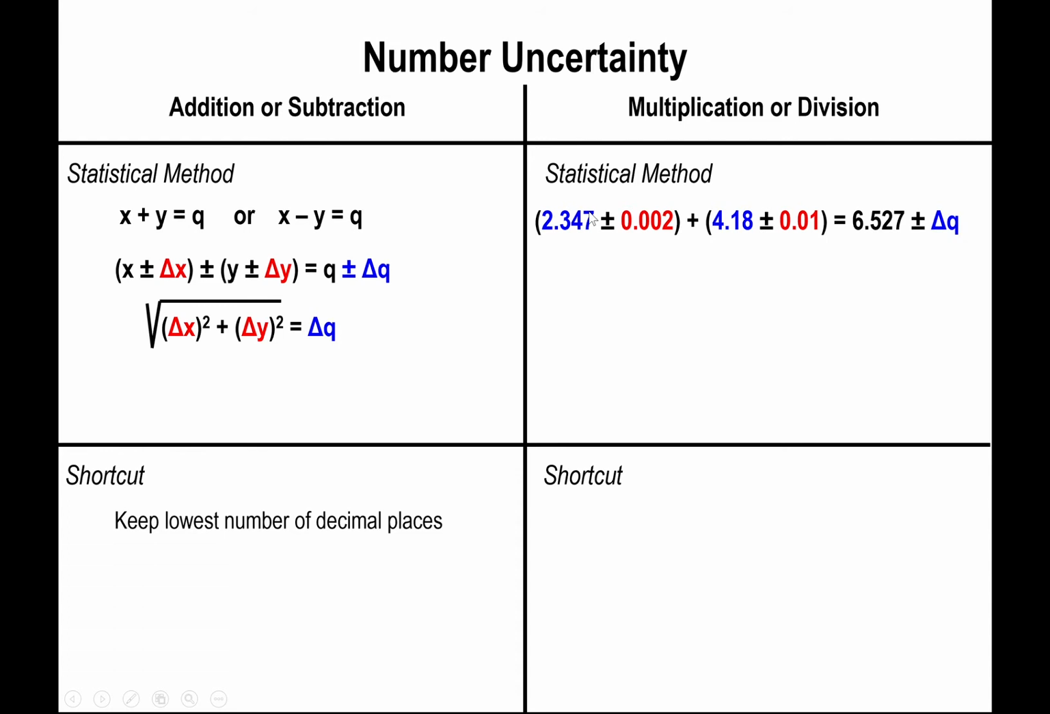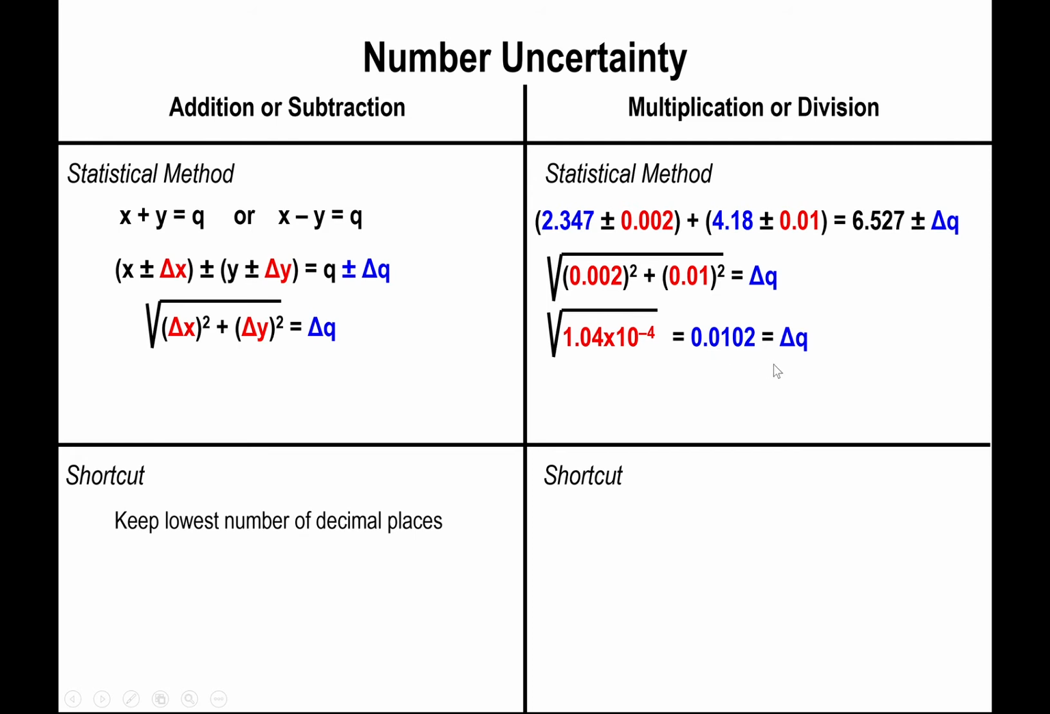So if we add these two numbers together, we have 2.347 plus 4.18. We get 6.527 out of that. But then we have errors associated with those two numbers. Since this is an addition, we have to carry out the squares of the individual errors, take the square root of that, and find out what the value is. So squaring the values inside and adding them together yields 1.04 times 10 to the negative 4. Taking the square root of that value gives us a value of 0.0102, which is the error of the final answer.